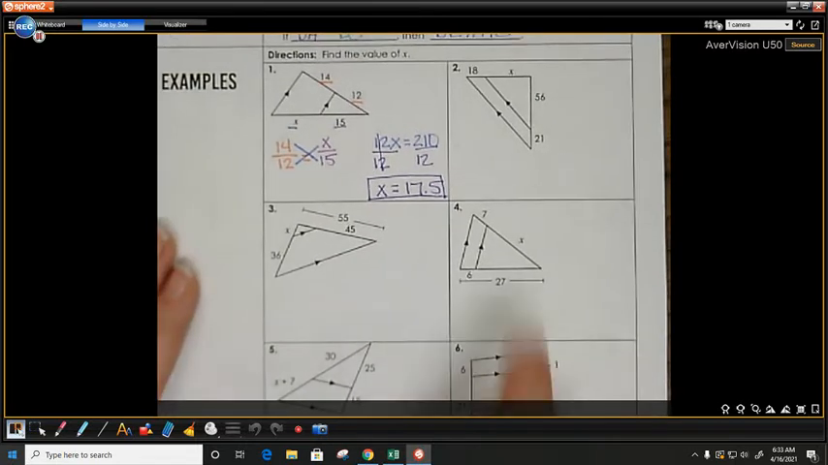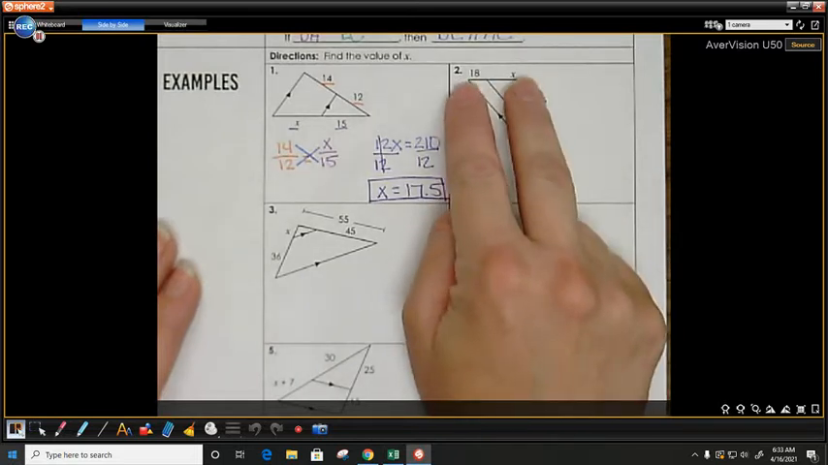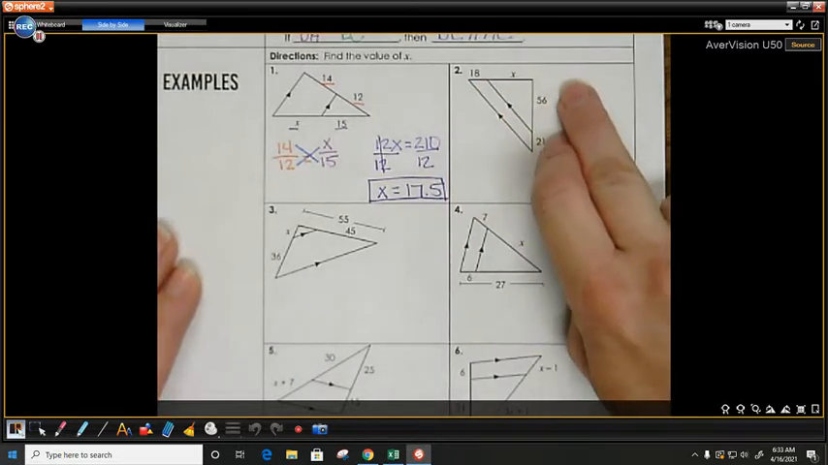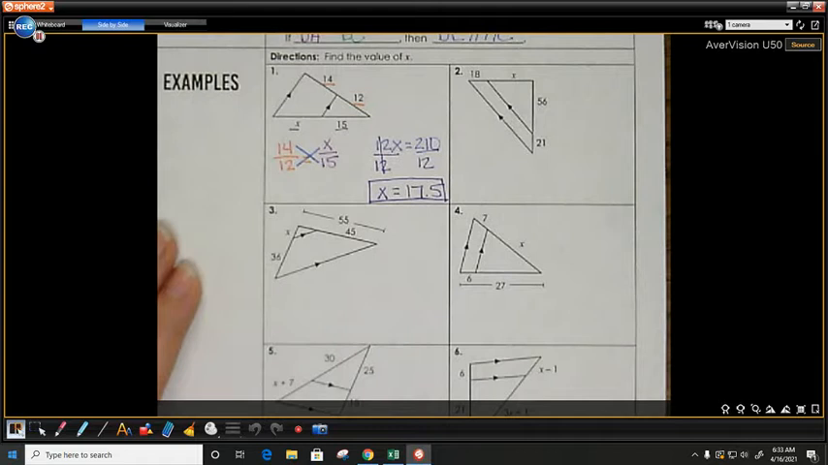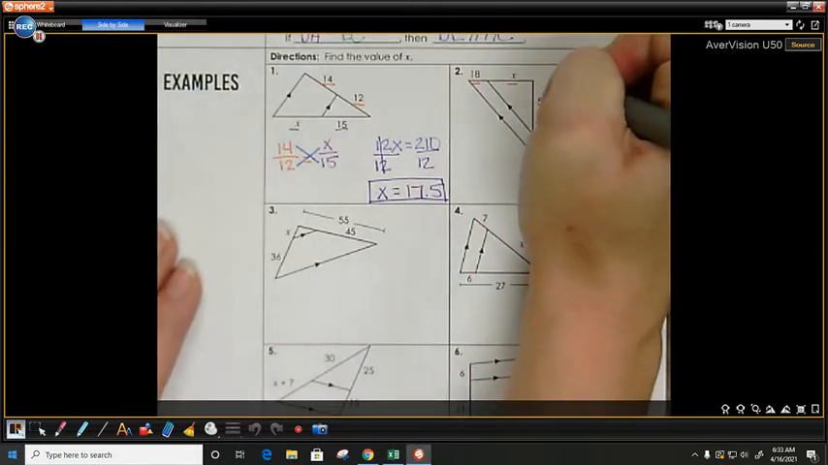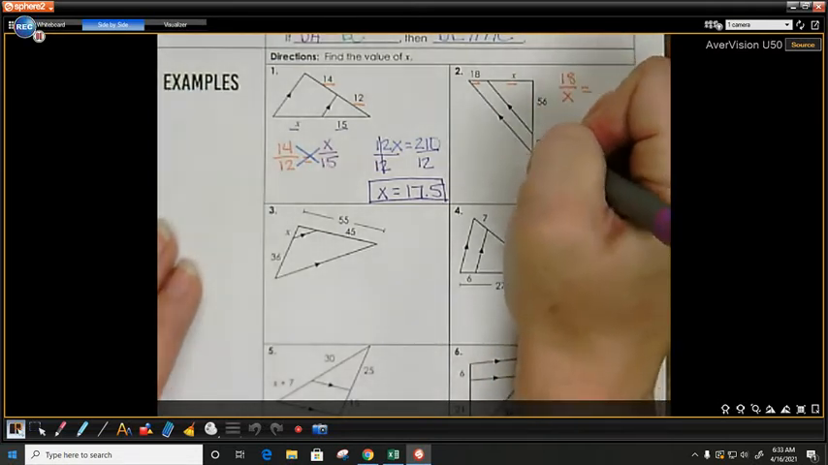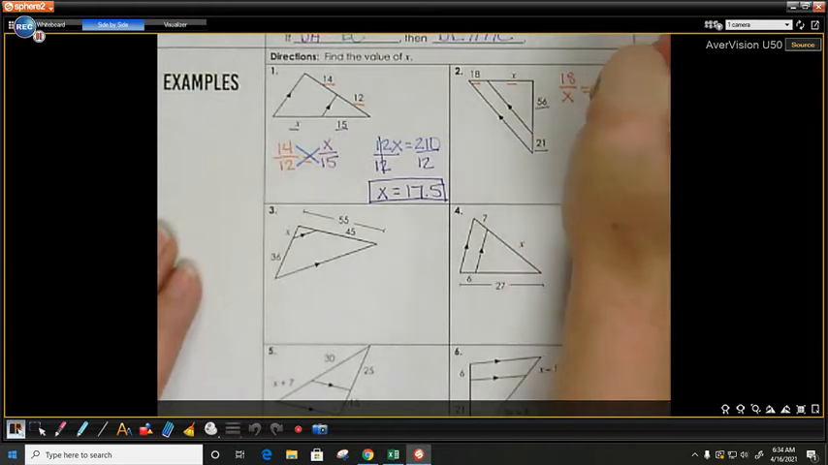Okay, the next one. These two lines are parallel, therefore the ratio of these two segments compared to the ratio of these two segments are proportional. Okay, so I'm going to do 18 over x is equal to 21 over 56.